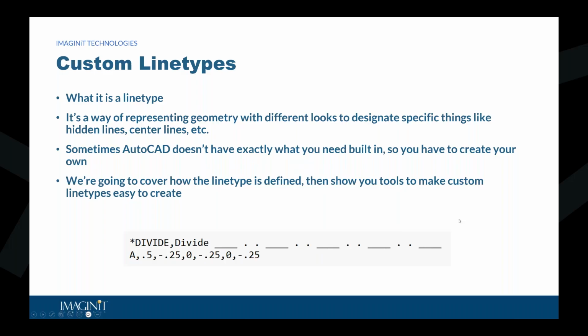So what is a line type? Inside of AutoCAD, it's a way of representing geometry with different looks to designate specific things like hidden lines, center lines, things like that. Sometimes AutoCAD doesn't have exactly what you need built in, so we have to create our own. We're going to cover how the line type is defined and then show you some tools on how to make custom line types easy to create. What you see down here is the divide line type and what it looks like, and then there's some code underneath that starts with the letter A that explains how things are going.